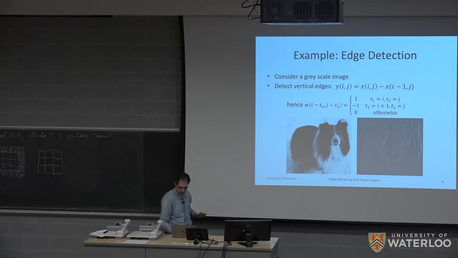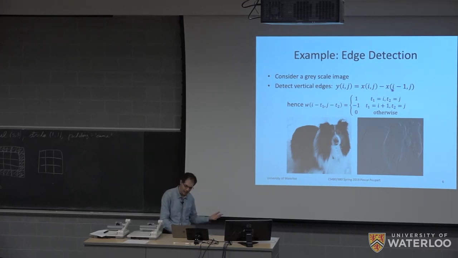So here we've got a dog. It's a grayscale image that ranges from white to black. Now, if we take the difference between two adjacent pixels, so here x would be the pixel intensity at coordinates ij, and now this would be the pixel intensity of the previous pixel at coordinate i minus 1 and j. So we're just looking at the pixel that comes right before in the same row.